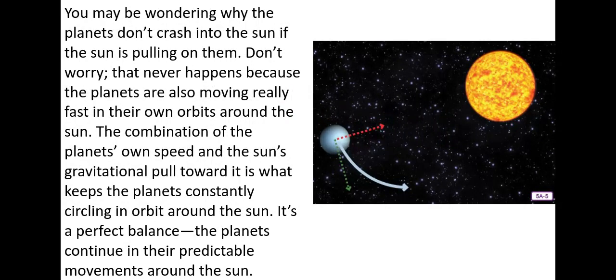You may be wondering why the planets don't crash into the sun if the sun is pulling on them. Don't worry, that never happens because the planets are also moving really fast in their own orbits around the sun. The combination of the planet's own speed and the sun's gravitational pull toward it is what keeps the planets constantly circling in orbit around the sun. It's a perfect balance. The planets continue in their predictable movement around the sun.